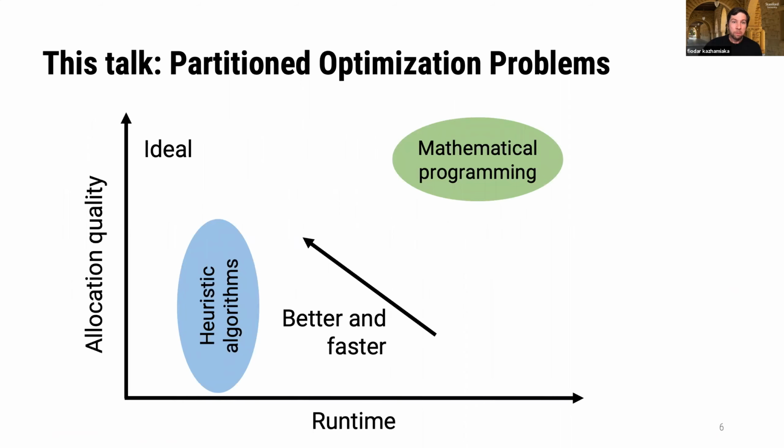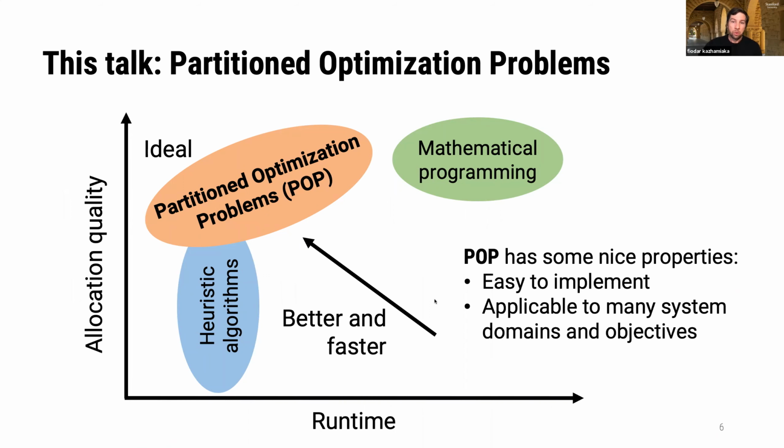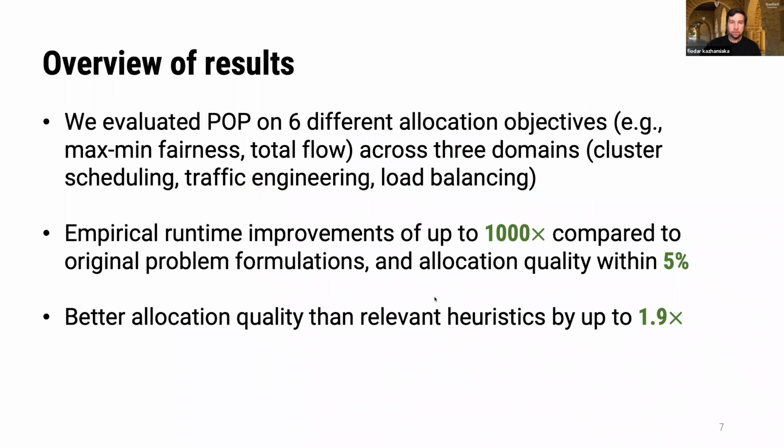In general, we find POP can produce higher quality allocations compared to existing heuristics, and much faster compared to using solvers for the full problem formulations. It's also incredibly easy to implement. It applies to a wide range of systems as well as allocation objectives. We tested POP on many different objectives and systems, including job scheduling and server clusters, traffic engineering in wide area networks, and load balancing in distributed databases. Empirically, we see up to several orders of magnitude faster runtime, while computing allocations that are within 5% of optimal, and up to 1.9 times better when compared to heuristics.